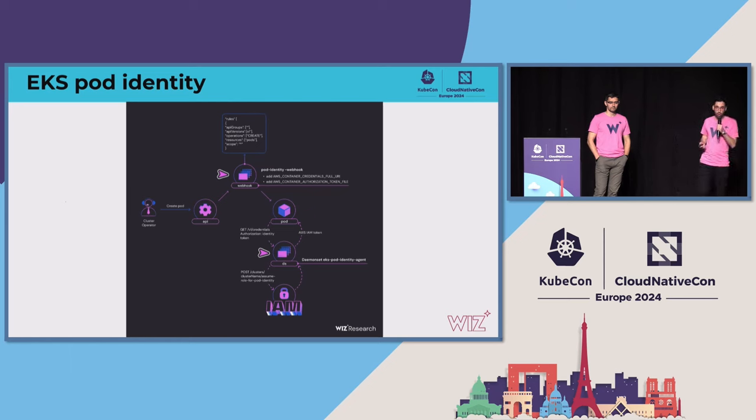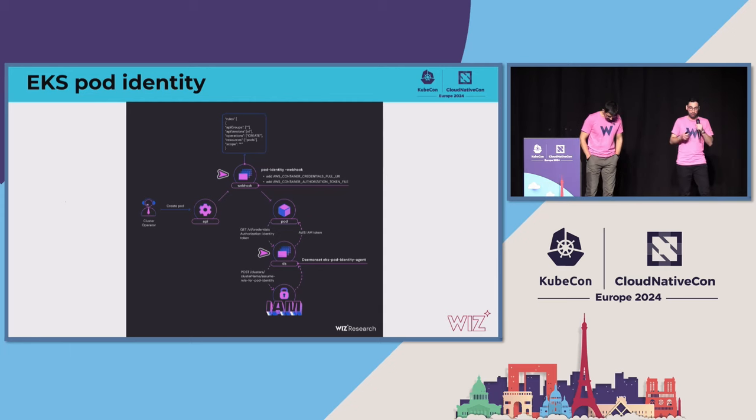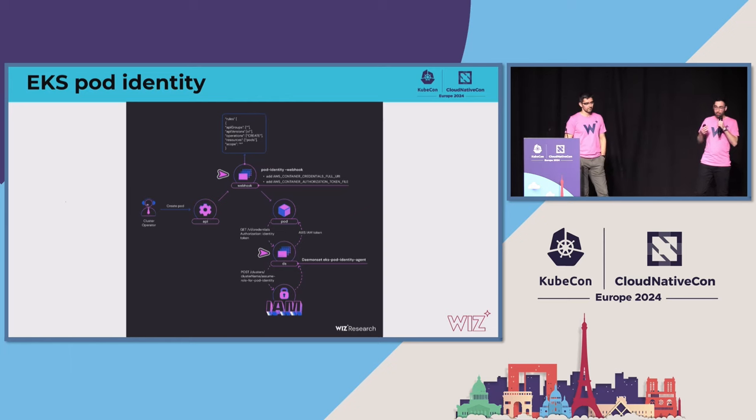From now on, each pod which is configured with a service account that wants access to AWS resources and is configured to have a role will actually perform an HTTP request to the EKS Pod Identity daemon set, which sits on the same worker node, and will basically ask it to fetch the necessary role. And of course, it will do that and return the role to the pod, and then the pod will be able to access its configured AWS resources.